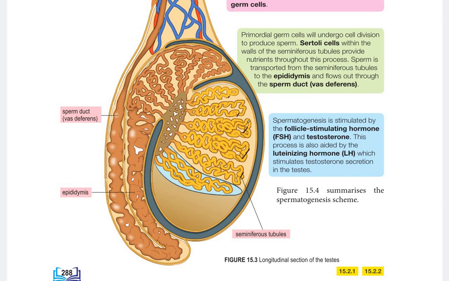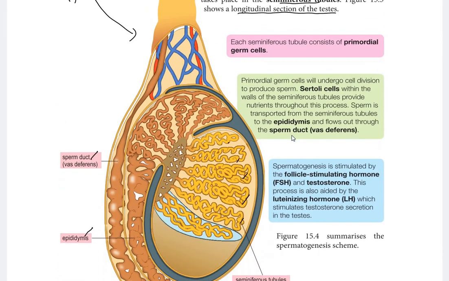And then we have the epididymis, and then sperm duct or vas deferens. Same meaning, sperm duct or vas deferens. So what is inside here? We also have blood vessels here. Each seminiferous tubule consists of primordial germ cells. So inside here, the seminiferous tubule has germ cells. I just draw a germ cell here, in the seminiferous tubules.